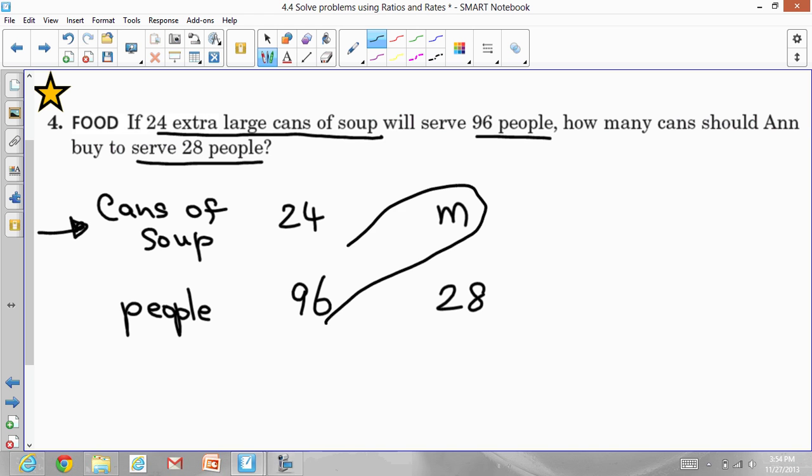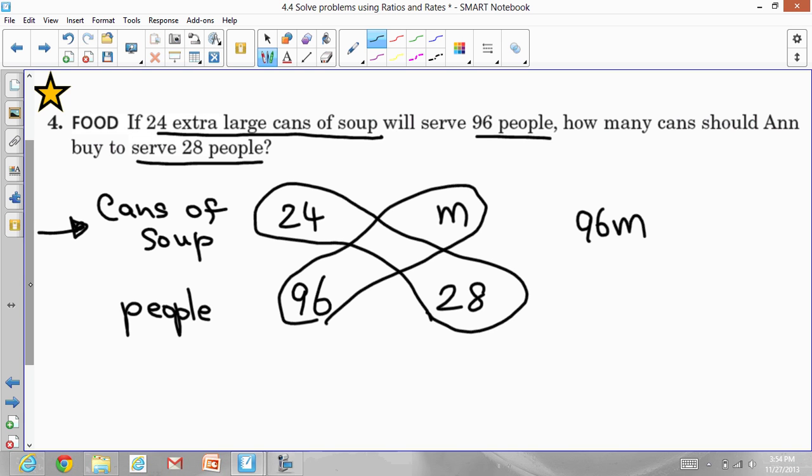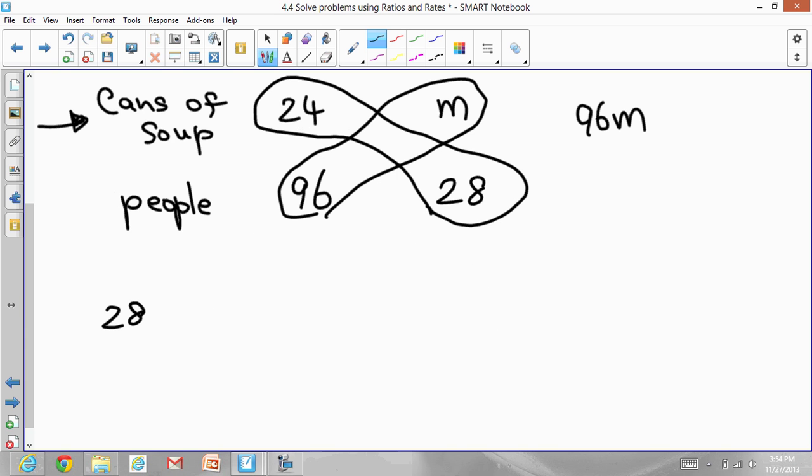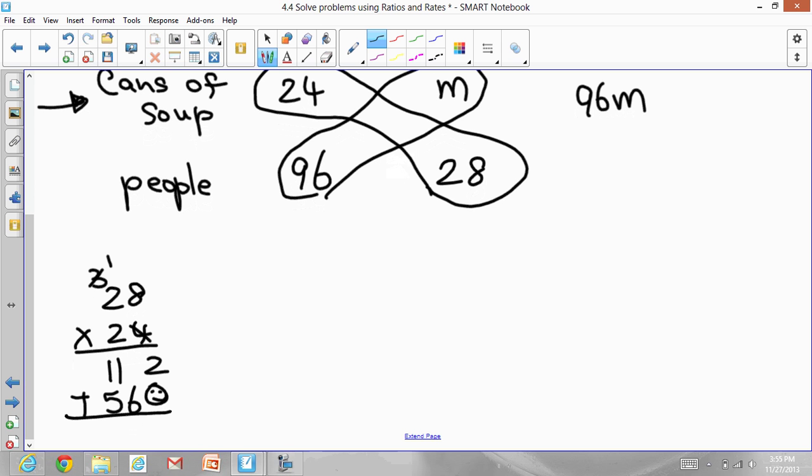So the usual method, 96 multiplies M to give you 96M, and 28 multiplies 24. So do your calculations on the side. 28 times 24, 8 times 4 is 32, 4 times 2 is 8, 9, 10, 11. This is done. So I'm going to put a happy 0. 8 times 2 is 16. 2 times 2 is 4, plus 1, 5. Last step, add them. 2, 7, 6. So 96M equals 672.